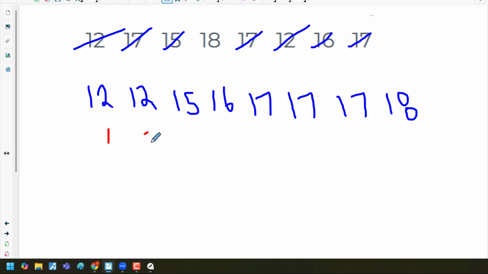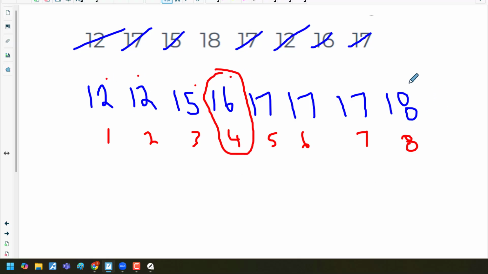we have 1, 2, 3, 4, 5, 6, 7, 8. 8 numbers. What's the middle number here? 1, 2, 3, 4. Maybe some of you will just say 4. 1, 2, 3, 4. Because there's an even amount of numbers, there's actually two middle numbers.